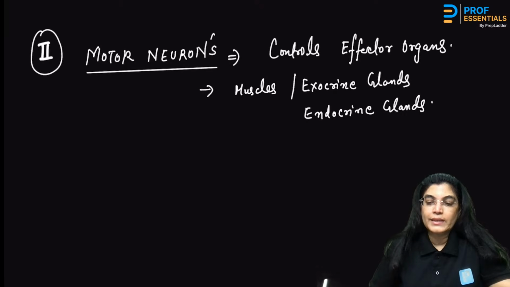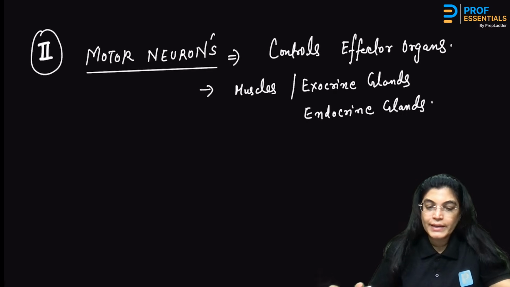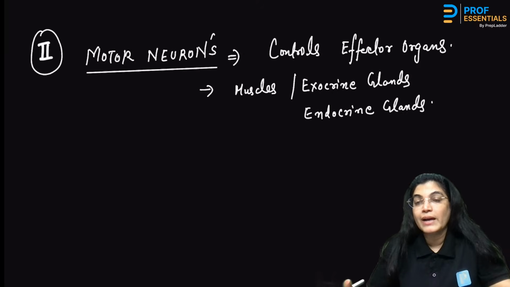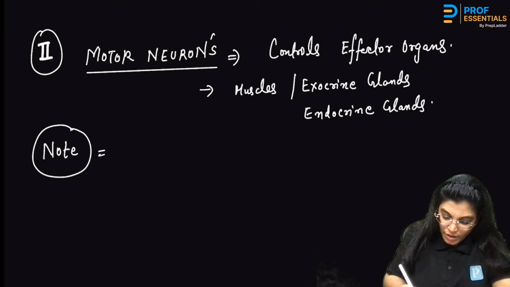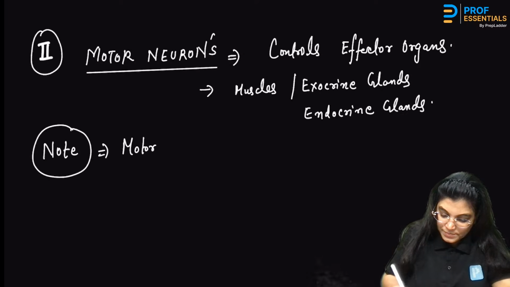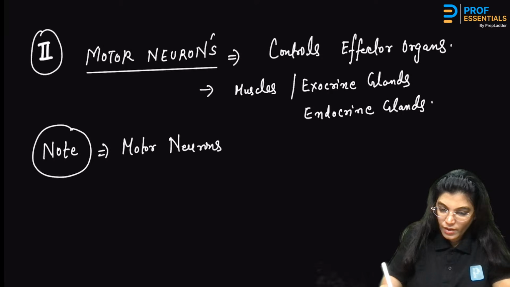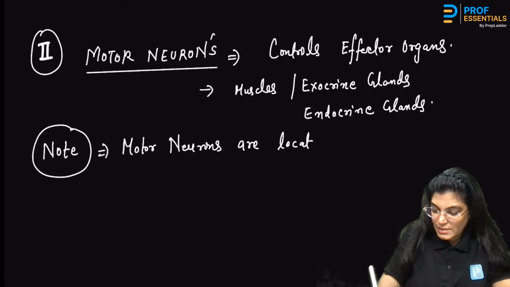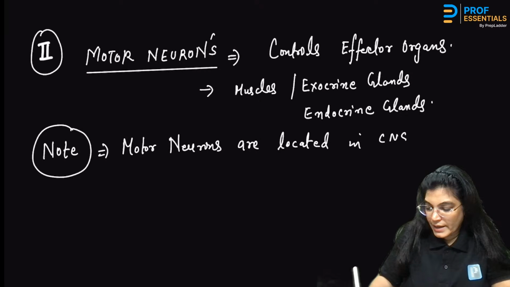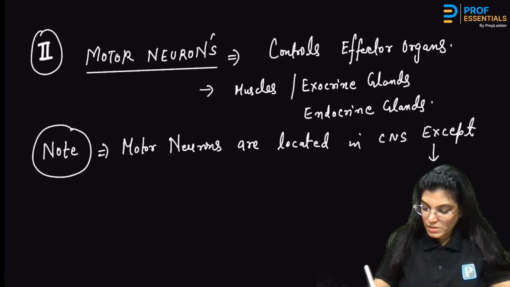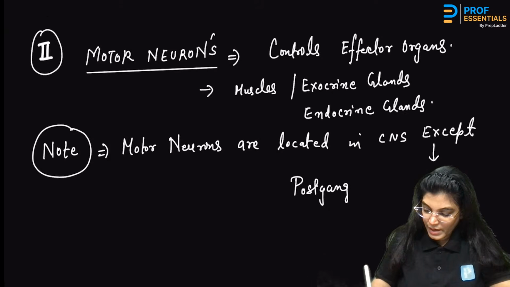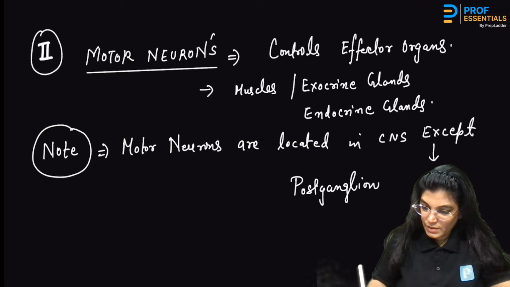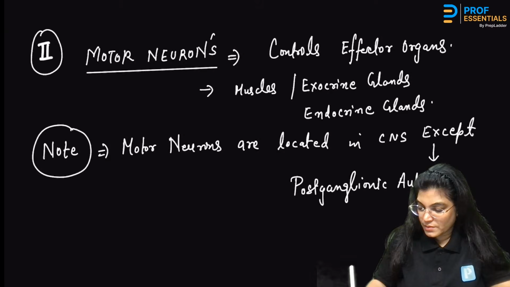If I am talking about motor neurons, they are located in the central nervous system except postganglionic autonomic neurons. This is again a note point about the motor neurons. Motor neurons are located in the central nervous system except the postganglionic neurons of the autonomic nervous system.